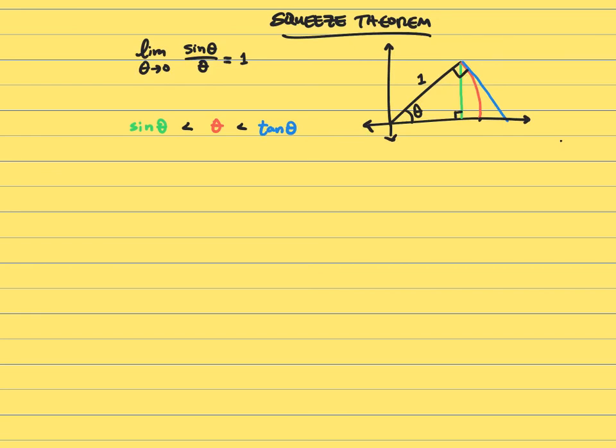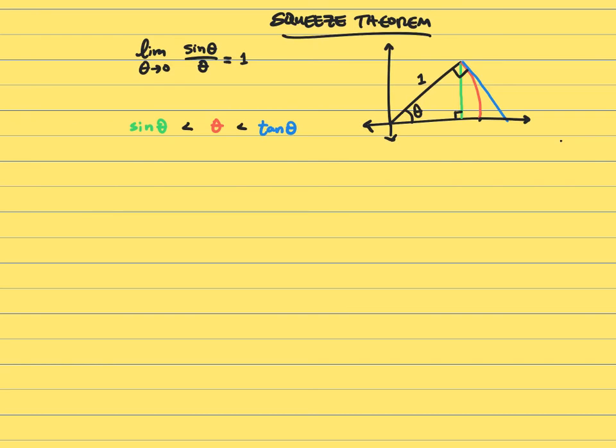Now, using some properties of trig and some similar triangles, if you're interested, I can talk you through it on the side. It's pretty cool. The red segment is actually equal to theta, the central angle, and the blue segment is equal to the tangent of theta. So I'm going to use this inequality to manipulate and show that the limit as theta goes to 0 of sine theta over theta is actually equal to 1.